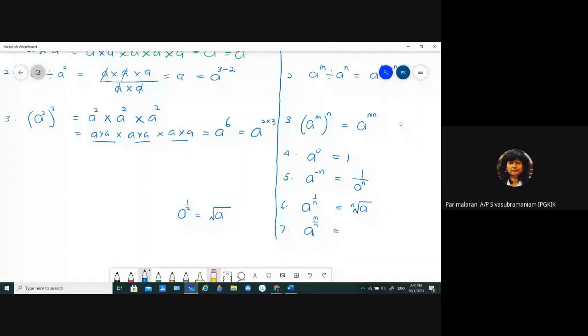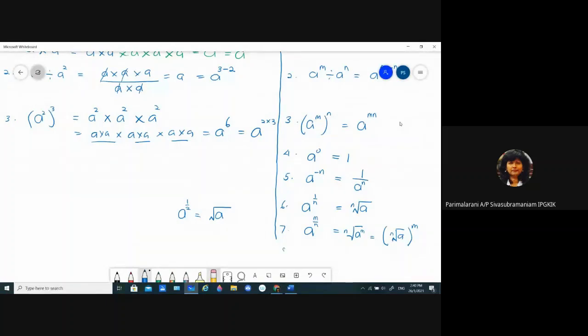Then this will be root a. What do we write here, m or n, outside? n, the bottom number is the root. Now we can write the m here, or it is also the same as the nth root of a, the whole thing to the power of m. You can use either way. They both mean the same.